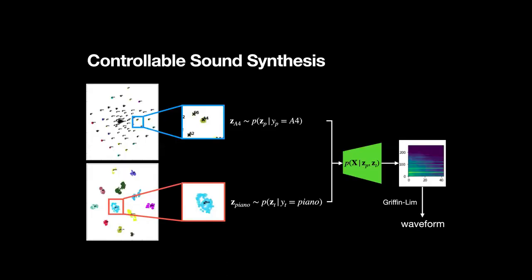So here is the first application that we consider in this work, which is controllable sound synthesis. In this case, after training, we can discard all the encoders, and then we just sample from the prior distribution. We sample from the pitch space as well as the timbre space. For example, if we want to generate a piano sound sample with pitch A4, we simply pick the corresponding Gaussian component in the pitch space, which is A4, and also the corresponding Gaussian component in the timbre space, which is the piano. Then we sample from these two spaces and use the decoder to render our generated sample. To restore the waveform, we use traditional algorithms such as Griffin-Lim.